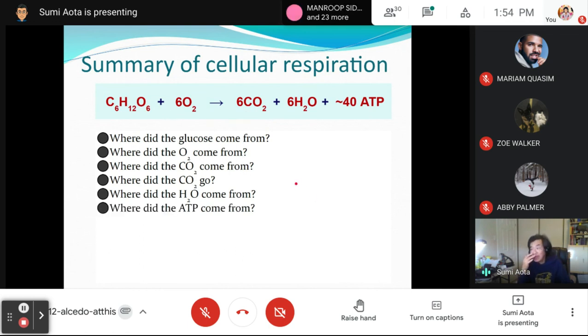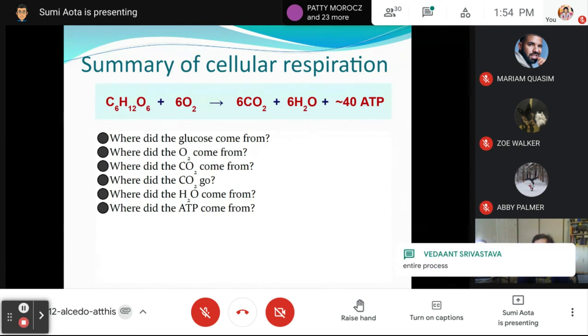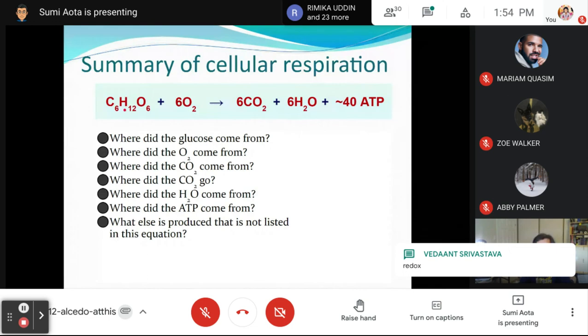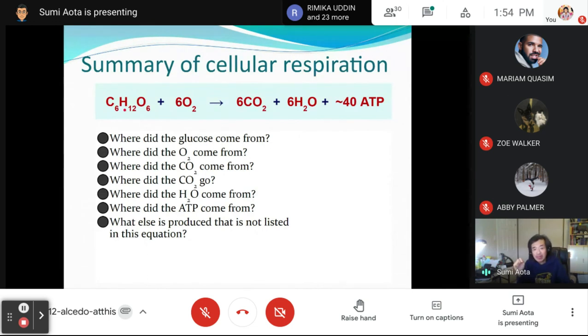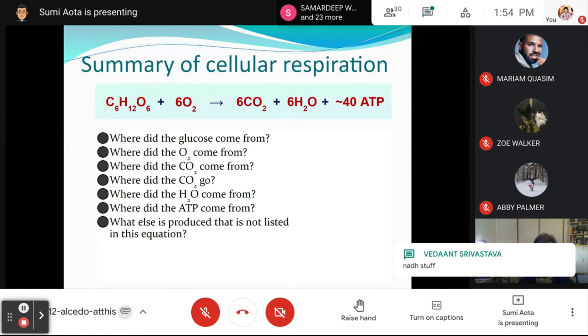Where did the ATP come from? Yeah, it basically came from the oxidation of the carbohydrates. Okay, what else is produced that is not listed in this equation? Okay, the NADH and the FADH2. Yeah, absolutely.